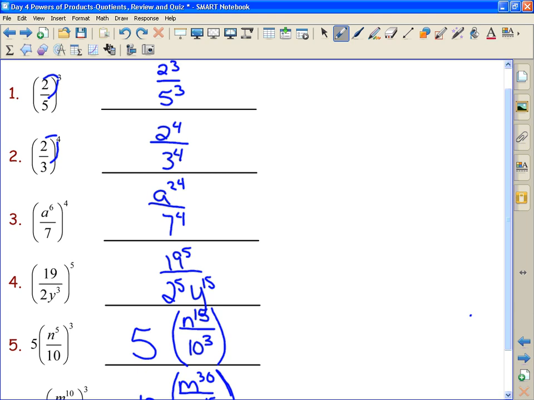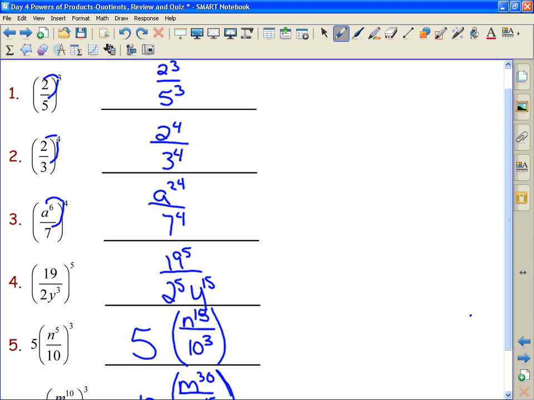Now, number 3, we start to get a little bit more tricky. We need to give that 4 to everything on the top. And if you remember, it's that a to the 6th power is in the parentheses. So we need to do a to the 6 times 4, which gives us a to the 24. And then we need to give the 4 to everything in the bottom. So 7 over 7 to the 4.